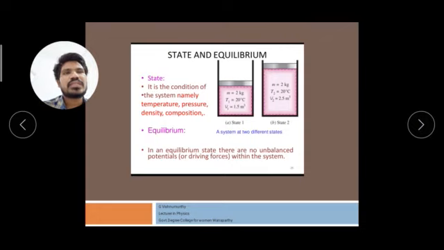And now we are going to state and equilibrium. A state is the condition of the system, namely temperature, pressure, density and composition. It's known as the state of the system.